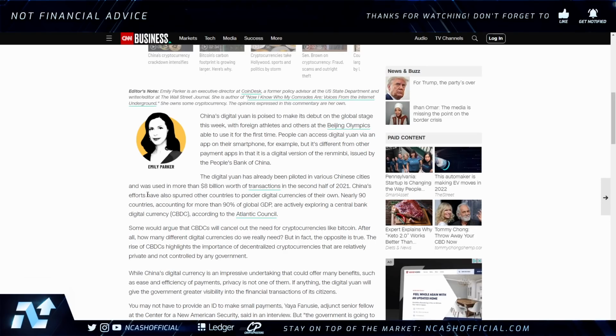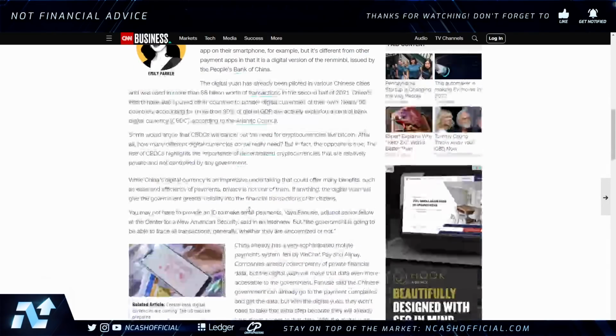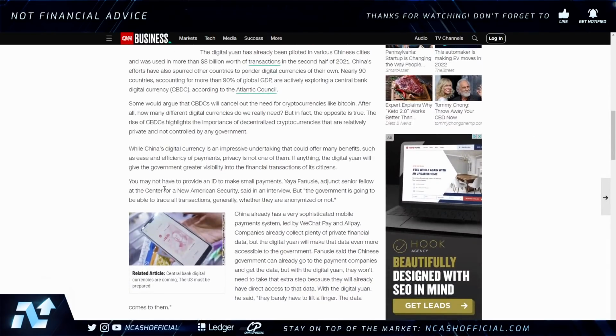China's efforts have spurred other countries to ponder digital currencies of their own. Nearly 90% of countries, accounting for more than 90% of global GDP, are actively exploring a central bank digital currency or a CBDC. This is pretty significant, and it's no surprise, especially when you look at how fast China has started to grow. Their economy basically could overtake ours by 2030. And this is most likely to be credited to the digital yuan.